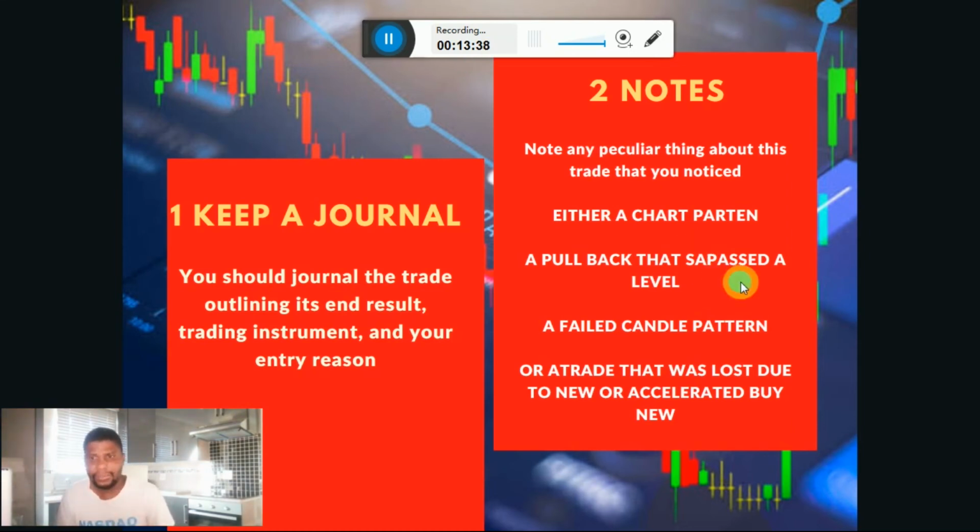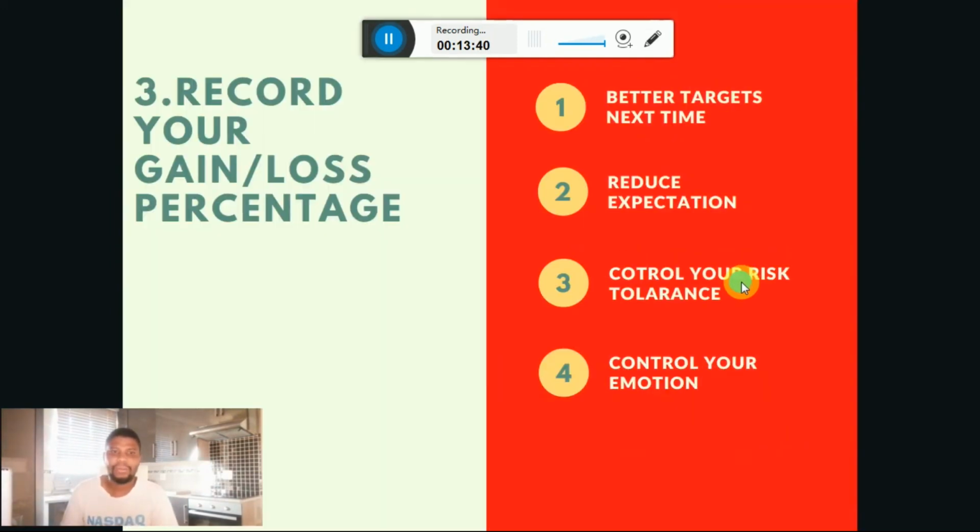So number 3, let us jump to number 3. Record all your gainers and losers in percentage value or in monetary value. It's up to you. You can record it in percentage value or in monetary value. It's really up to you. And if you are recording your gainers and losers, it should help you to set better targets the next time. And also it will help you to reduce expectations.